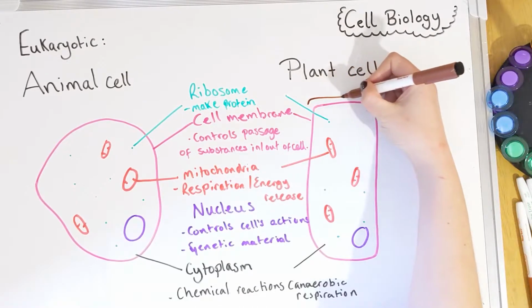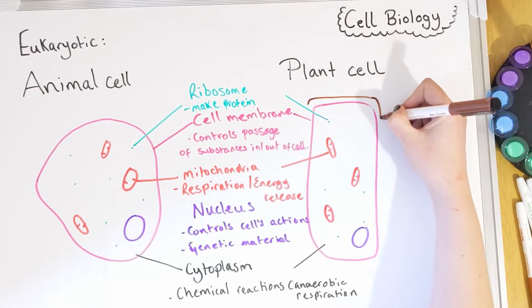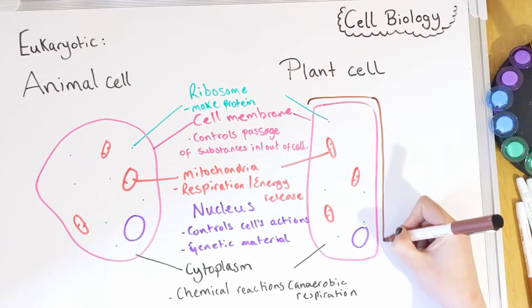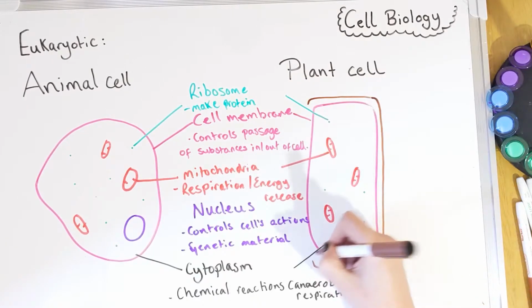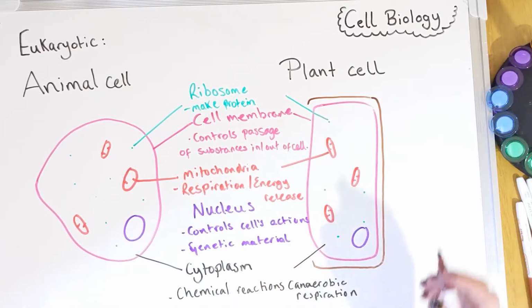The first structure is a cell wall, which goes around the outside of the cell like the wall on a house. Oh, the army have turned up. Just imagine it's going all the way up here, but I don't want to mess up any of the writing.